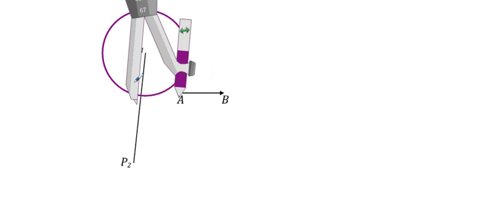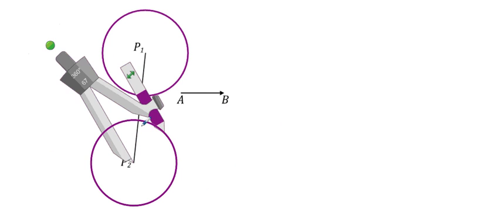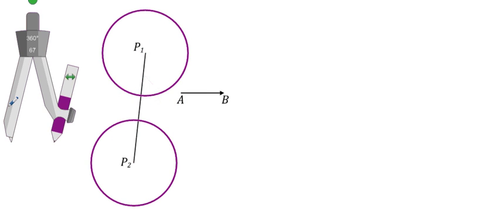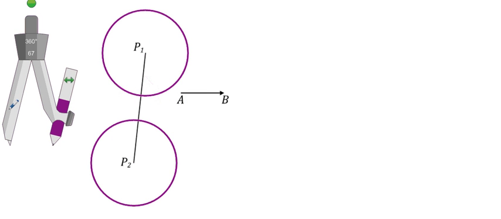And I'm going to do the same thing for the other endpoint, P2. Draw that circle with a compass setting that's set to the length of vector AB. Okay, so I know that everybody on both purple circles is at a distance away from the endpoints that is the length of vector AB. That's the first important thing to know.